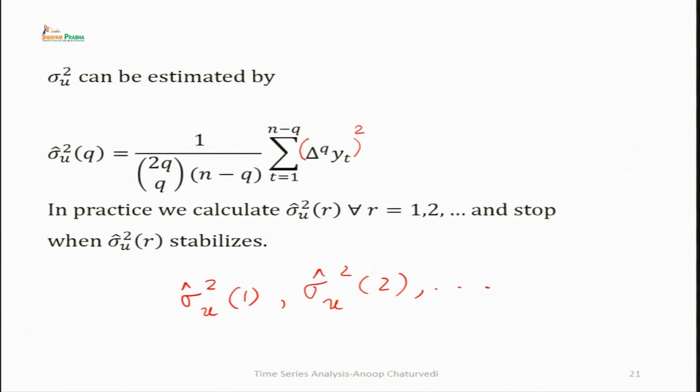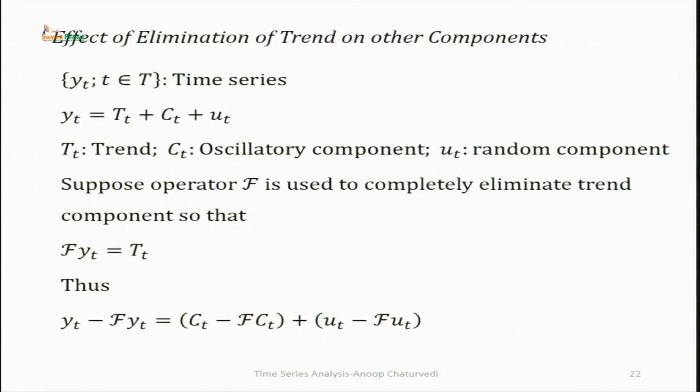And we stop when this sigma hat square u r stabilizes. So, this is how you can estimate the variance of random component. Now, we consider the effect of elimination of trend on other components.